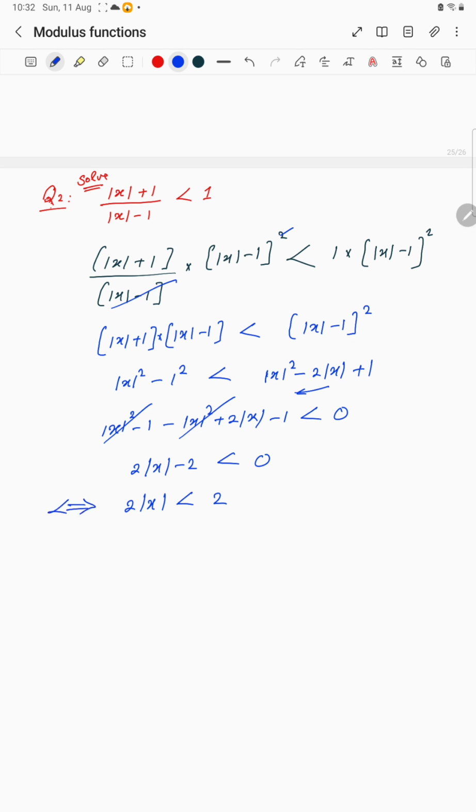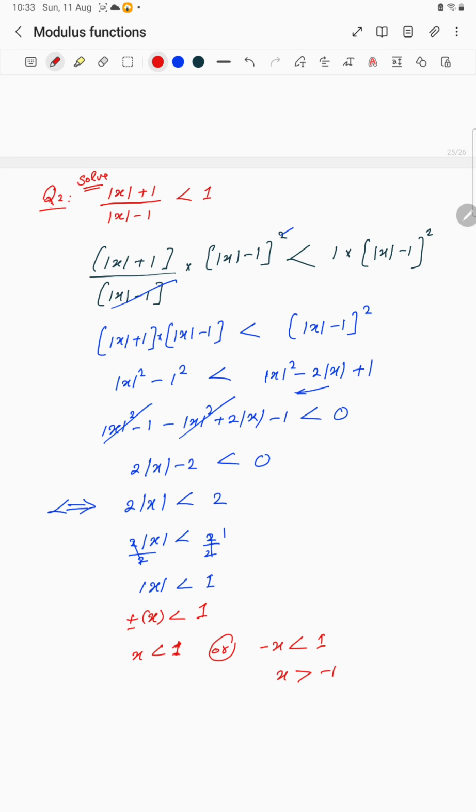This is equivalent, or equivalent sign. So now we can divide by 2 on both sides of the inequality. You will see we get mod x is less than 1. Now as the property states, this will be plus minus x is less than 1. So x can be less than 1 or minus x can be less than 1. That means x can be greater than minus 1. So we have these two options.